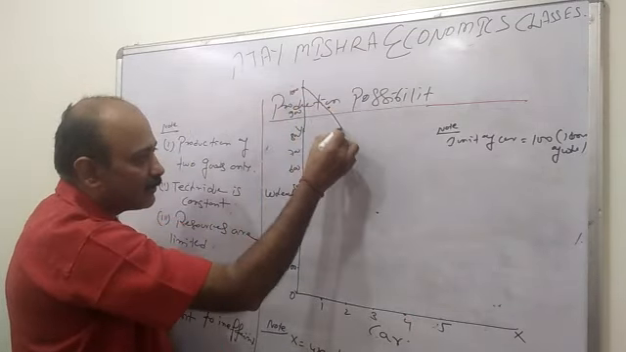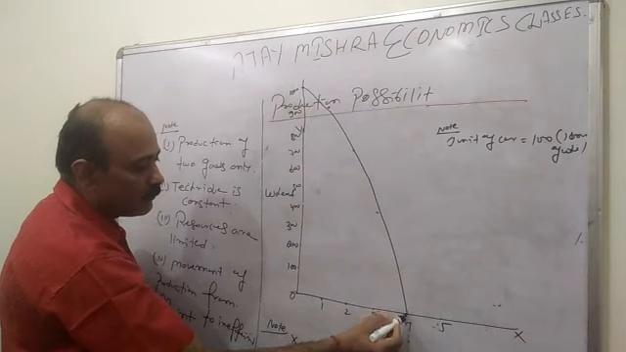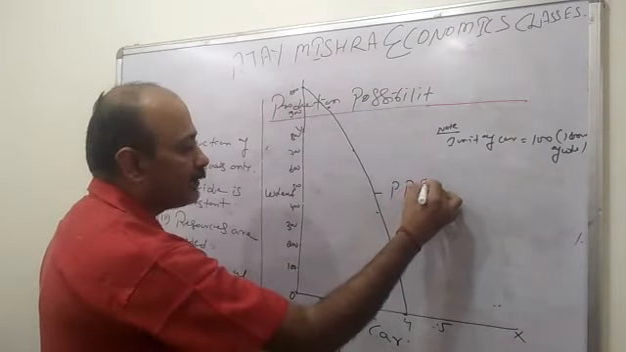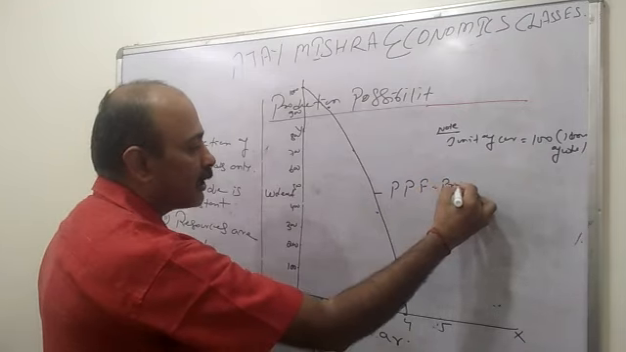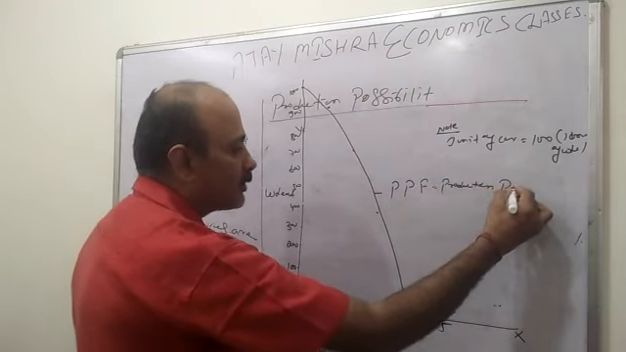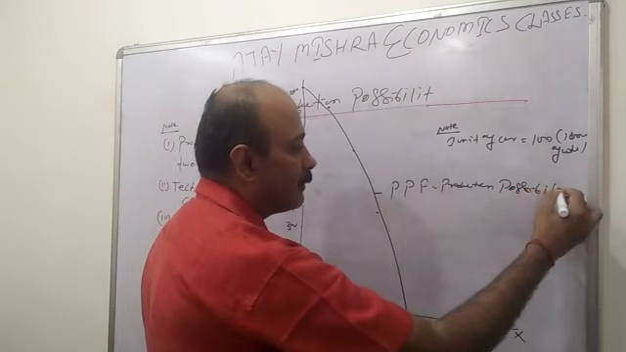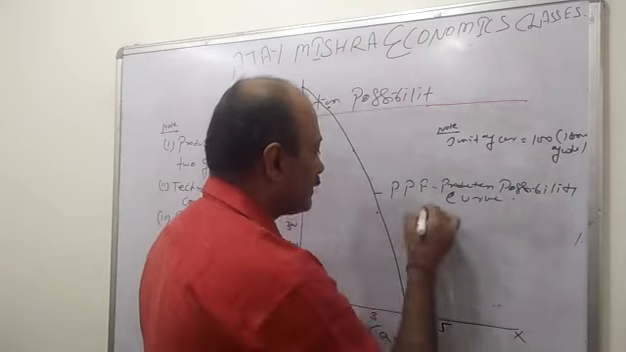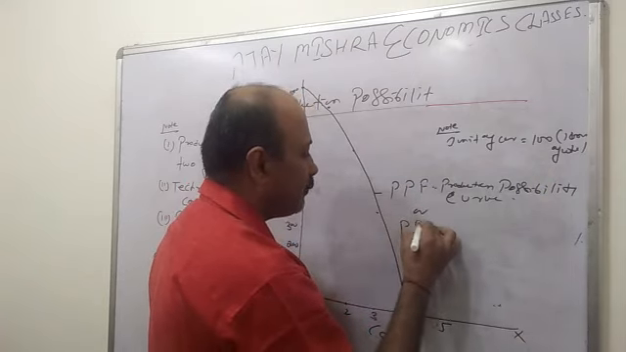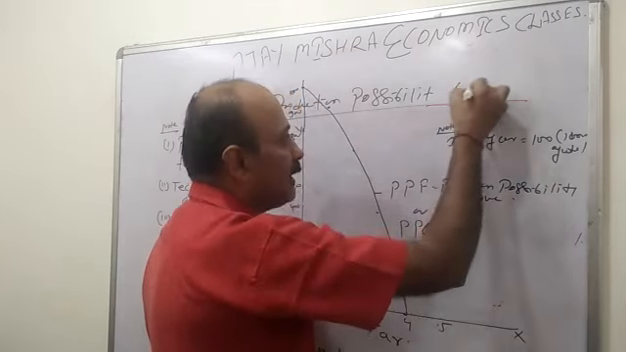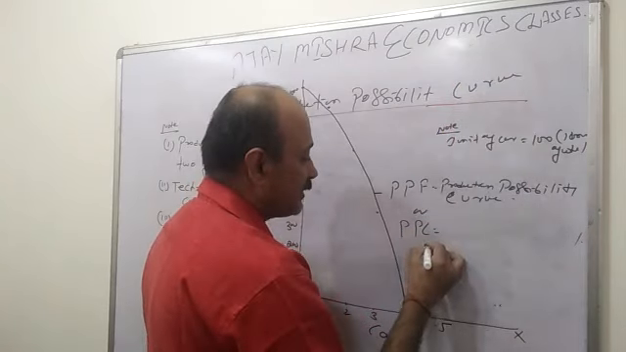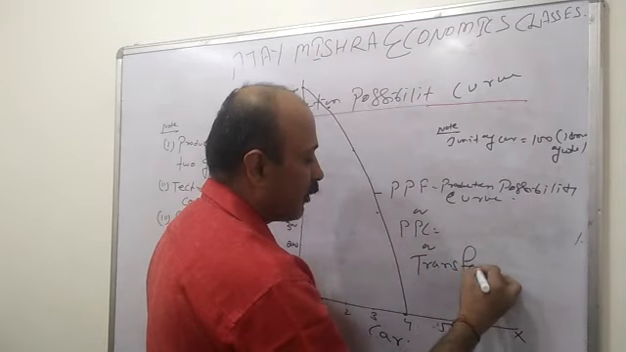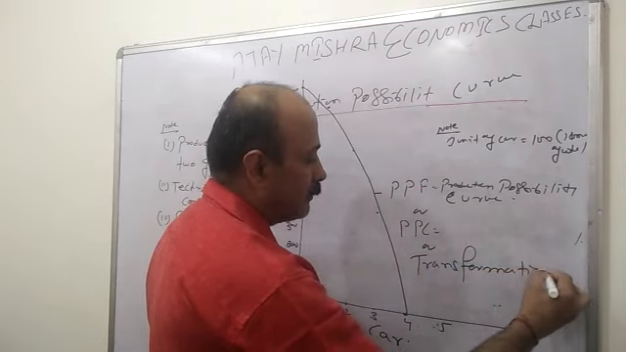By drawing this curve, we are finding the PPF. It means production possibility frontier or curve. The same one is also known as the PPC, production possibility curve. And the same one is also known as the transformation curve.